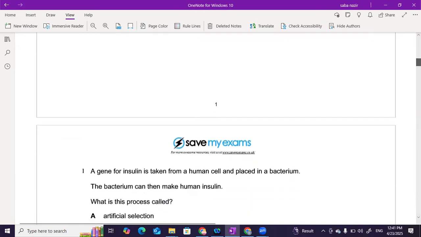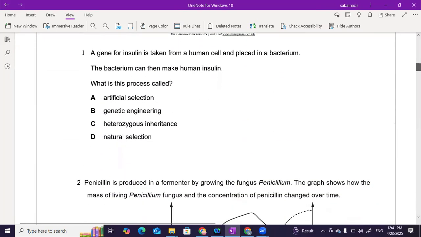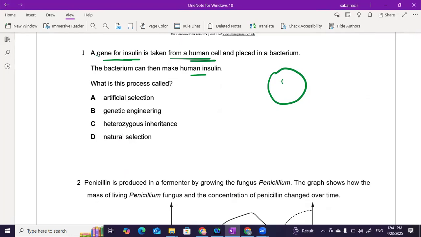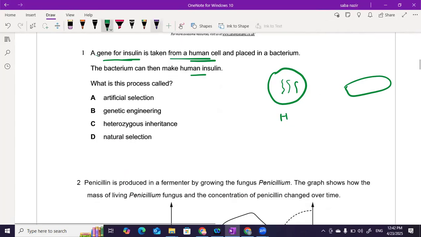Let's explore. Our question 1 indicates that a gene of insulin is taken from human and it is placed in the bacterium. The bacterium can make human insulin. So let's understand diagrammatically. This is the diagram of a human cell, and this is the diagram of a bacterium cell.